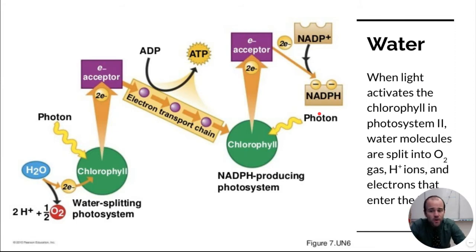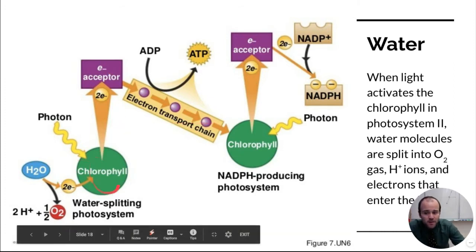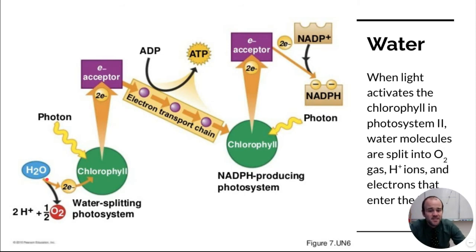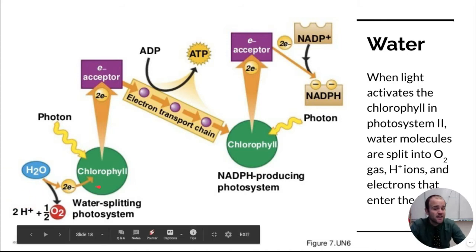Water is a crucial component of this because you need a source of electrons. And so at that photosystem 2, when electrons get excited and enter the electron transport chain, how you get more electrons is by splitting water into oxygen, which gets breathed out into the atmosphere, and hydrogen ions, which are going to be used in the electron transport chain.